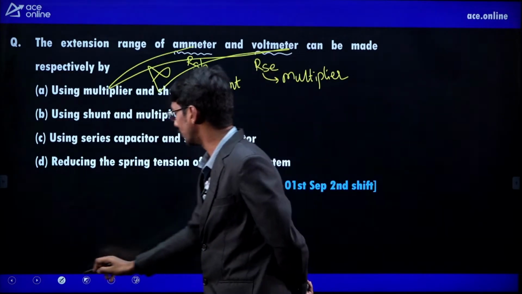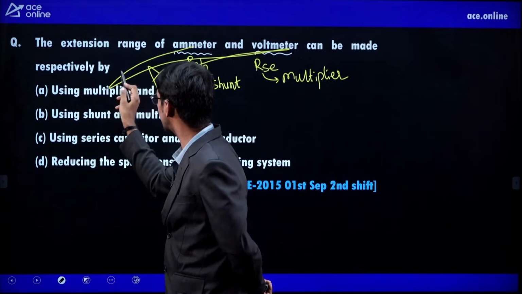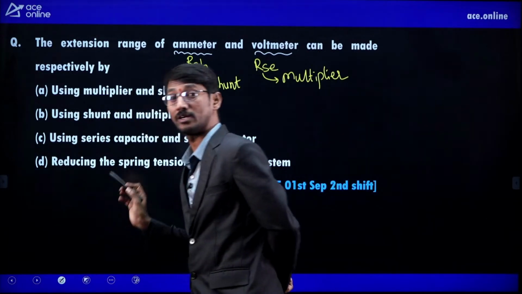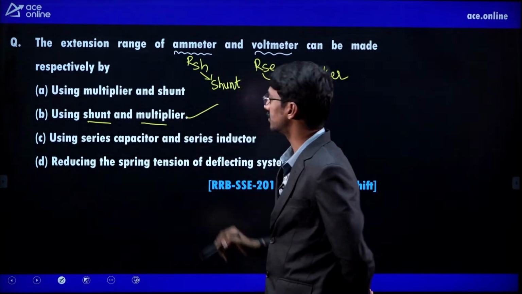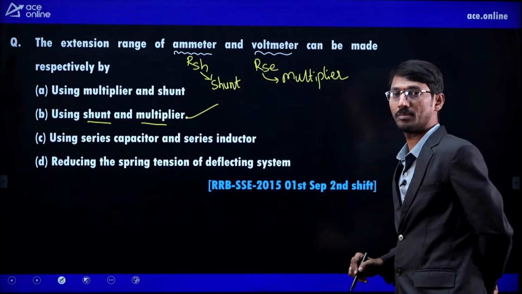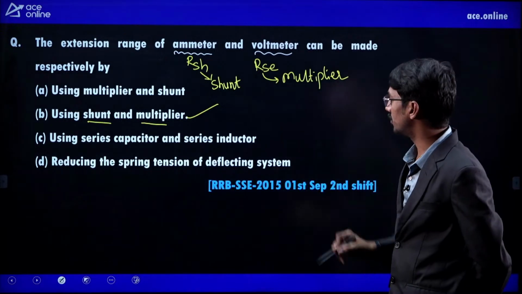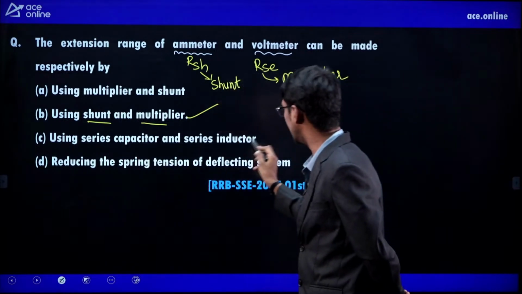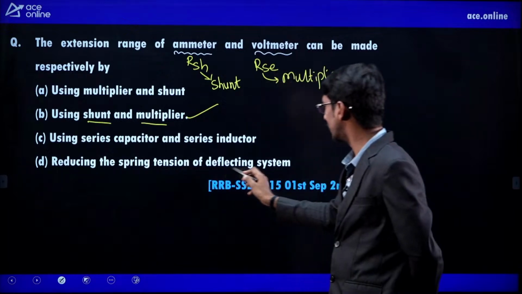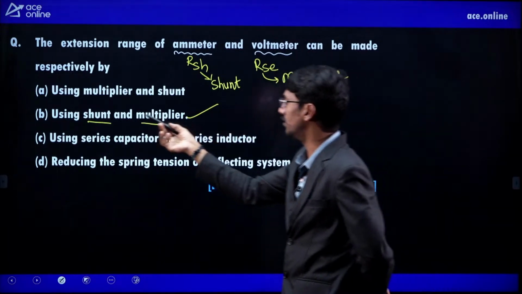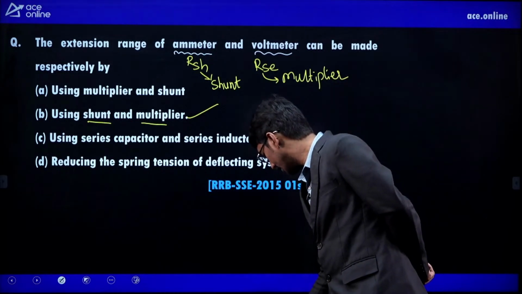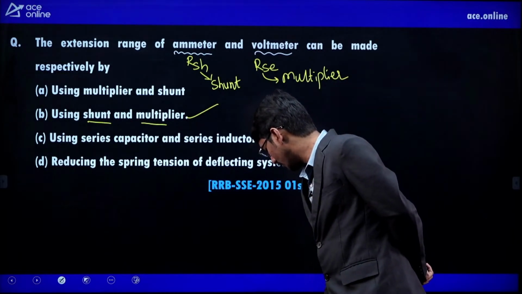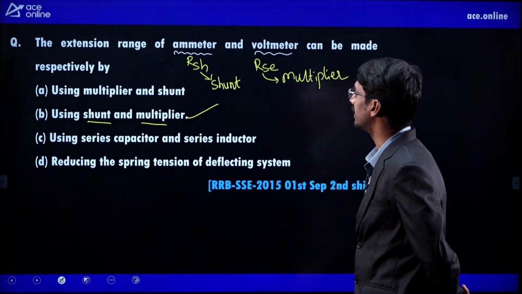Someone gave multiplier for ammeter and shunt for voltmeter, so that is wrong. Kindly focus, he is asking for the respective words. First shunt should be there, then multiplier. So, using shunts and multipliers. Here series capacitor, series inductor, reducing the spring tension are all wrong. So simply by using shunts and multipliers. Clear? Very good. Next one.